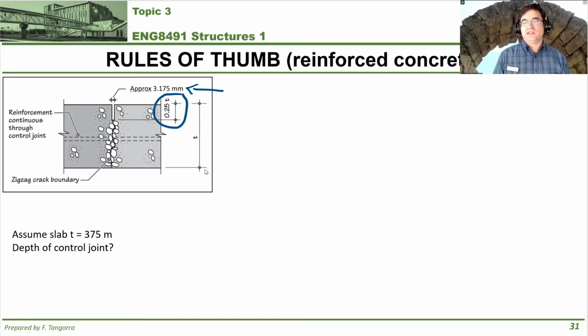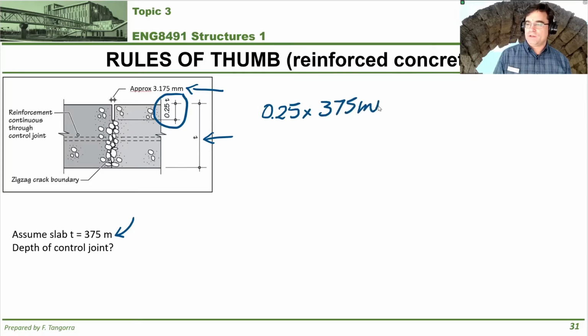0.25 times the thickness of the slab, as shown right here. So in this case, if we assume that we have a slab that's 375 millimeters, not meters, thick, in order to find how deep the cut has to go, we need to do 0.25 times 375 millimeters, and we get 93.75 millimeters.